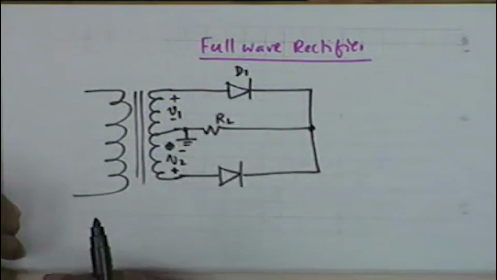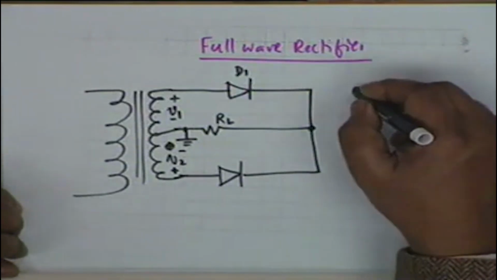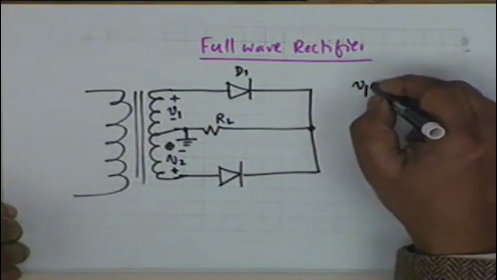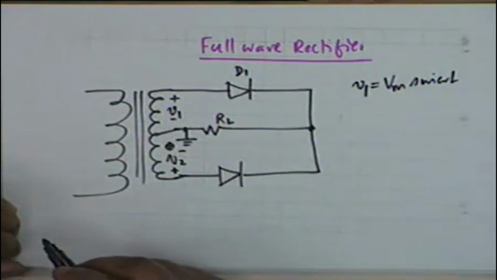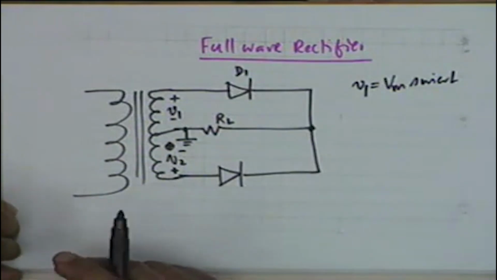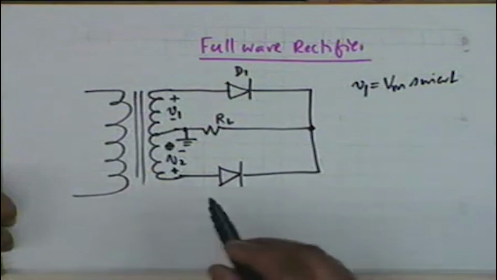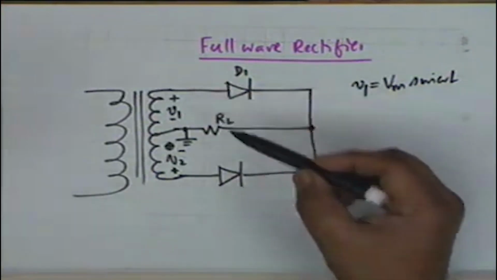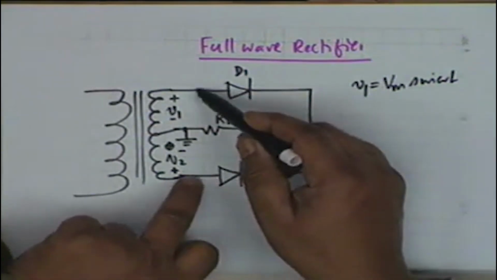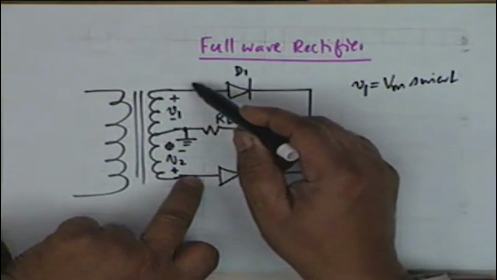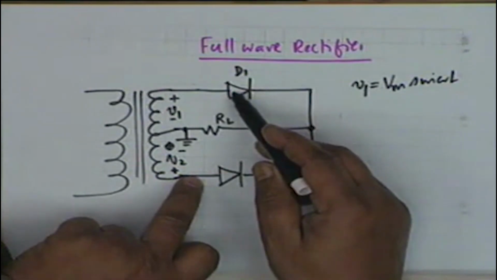Then V1 and V2, except for polarity, are identical. All right, so let's say V1 equals Vm sin omega t, then V2 is simply the opposite, with a phase difference of 180 degrees. We have taken this polarity to indicate that when the transformer is such that the secondary voltage has higher potential here compared to the lower point, then it is this diode D1 which conducts.